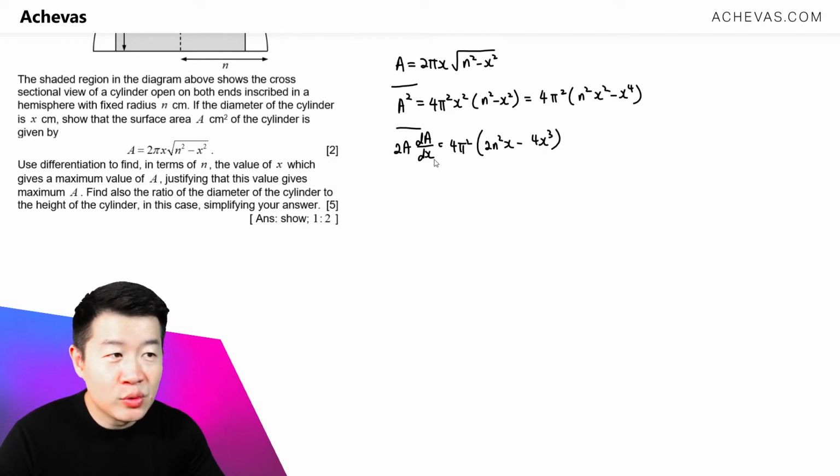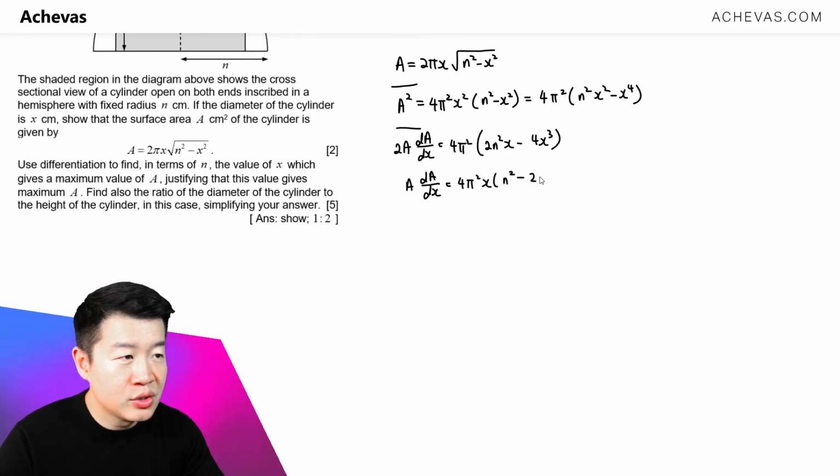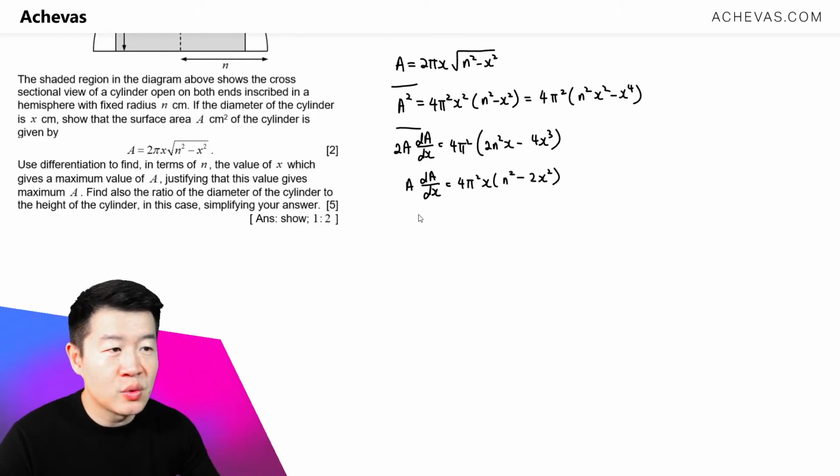The next thing that we can do is, of course, a bit of simplification. For example, the 2 and 4 can be cancelled. So A dA/dx is going to be equal to, I'm going to factorize out 2x or so. Dividing by 2 and multiplying by 2x, I have 4 pi squared x, and this will be n squared minus 2x squared.